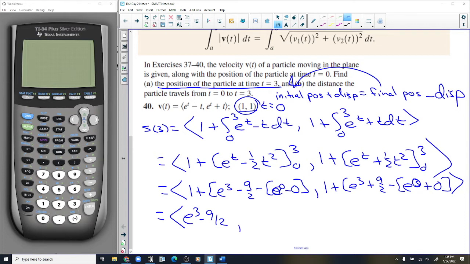Some decimal value for that. We don't care what it is. And I think we get 1 minus 1 here. So we get e to the third plus 9/2. And there's some decimal value for that actual position, but we'll call that good.